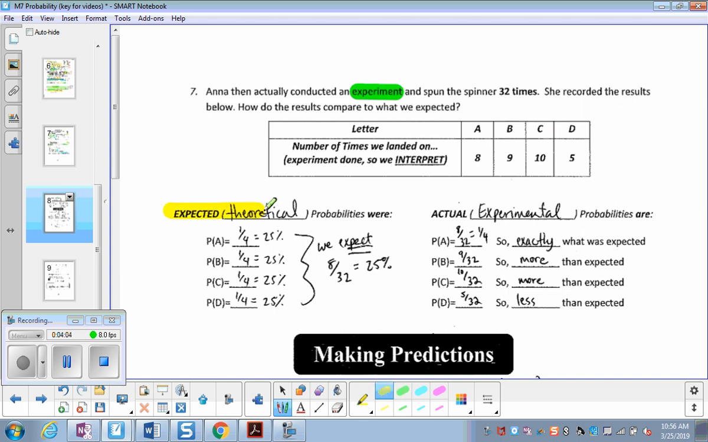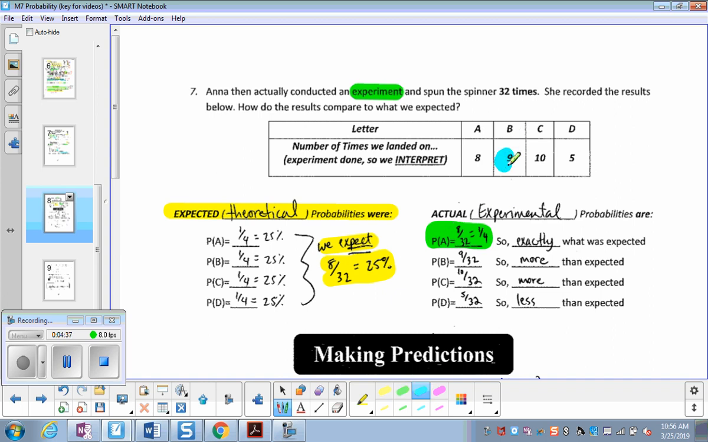I want to remind you guys that over here, this is everything for what we would have expected theoretically. We know that each of these has a 1 out of 4 chance, or 25%. So we would have expected 8 out of 32 for A, 8 out of 32 for B, 8 out of 32 for C, and 8 out of 32 for D. We had 8, 8, 8, 8 in our theoretical prediction. Now this table right here is actually the results. So we now can compare that 8 out of the 32 for A was exactly what we expected.